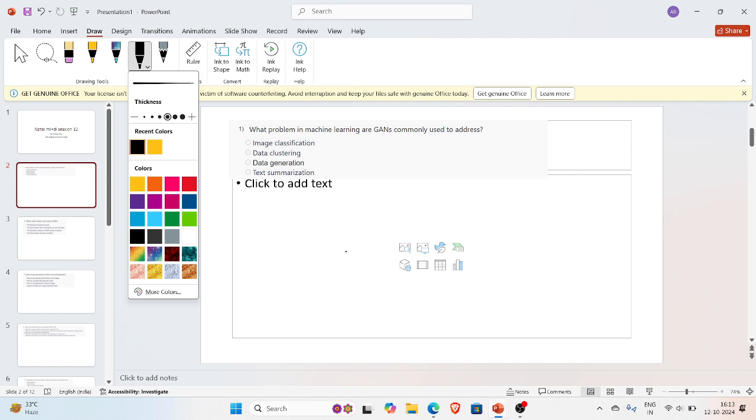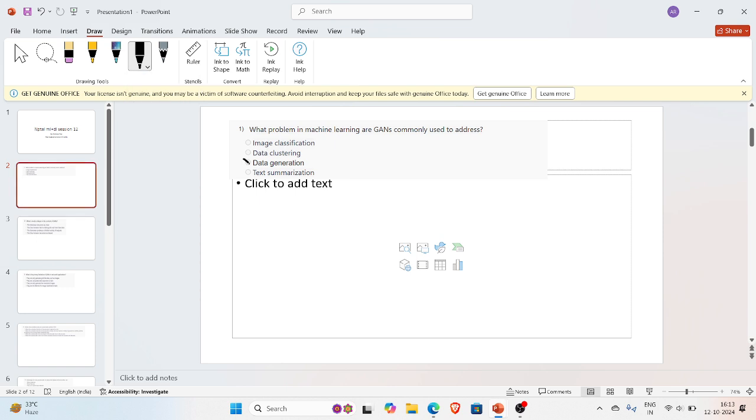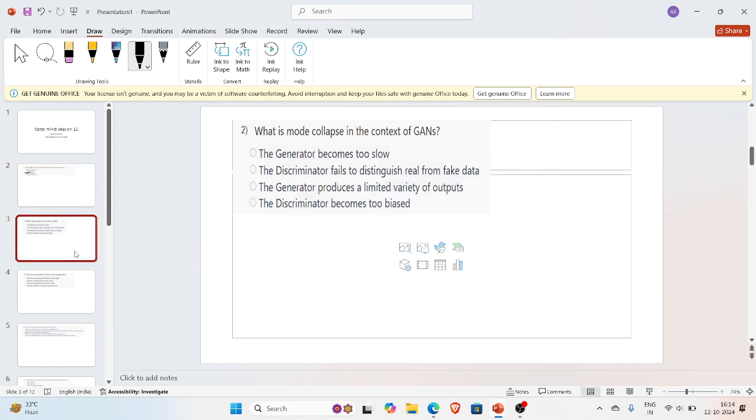What problems in machine learning are GANs commonly used to address? They are used for data generation, right? You're trying to generate new data using the generator part of the generative adversarial network. So for data generation. Mode collapse is when it is producing limited variety of output data. Okay, so this is the answer.